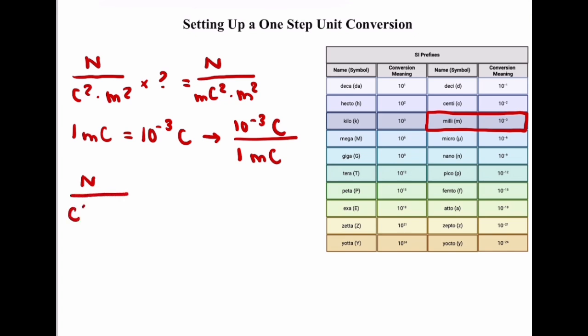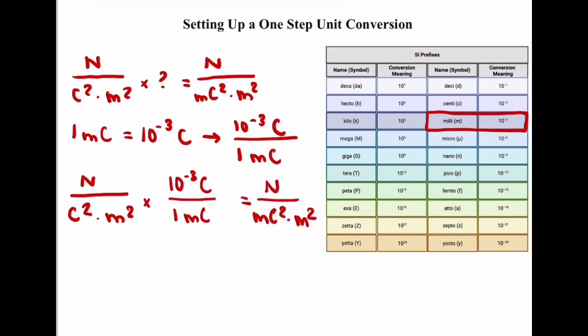So Newton over Coulomb squared times meter squared times 10 to the negative third coulomb over 1 millicoulomb equals Newton over millicoulomb squared times meters squared. But don't forget about your exponents on this one as well. So we need to square our conversion factor. Now our coulomb squared will cancel. So 10 to the negative third coulomb over 1 millicoulomb squared is our answer.